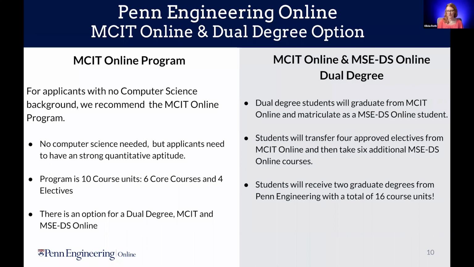And you would still need to meet a certain criteria. We have all the details about that on our website, but you would need to maintain a 3.5 GPA in the MSE-IT online program in order to be eligible. You would then graduate from MSE-IT and move into MSE-DS for your last 6 courses. So you would then transfer over 4 approved electives from MSE-IT, so that you would have 2 transcripts in the end for your 2 different degrees.